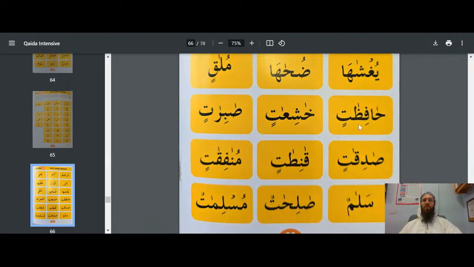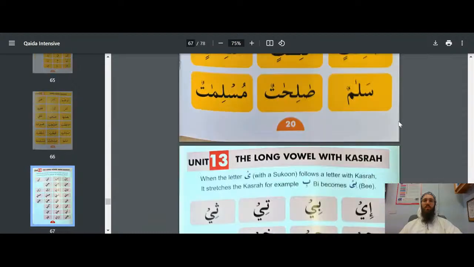Here, hafidhatin, there's no need for that because it actually has the alif there. Khashi'atin, see how they don't have the alif?